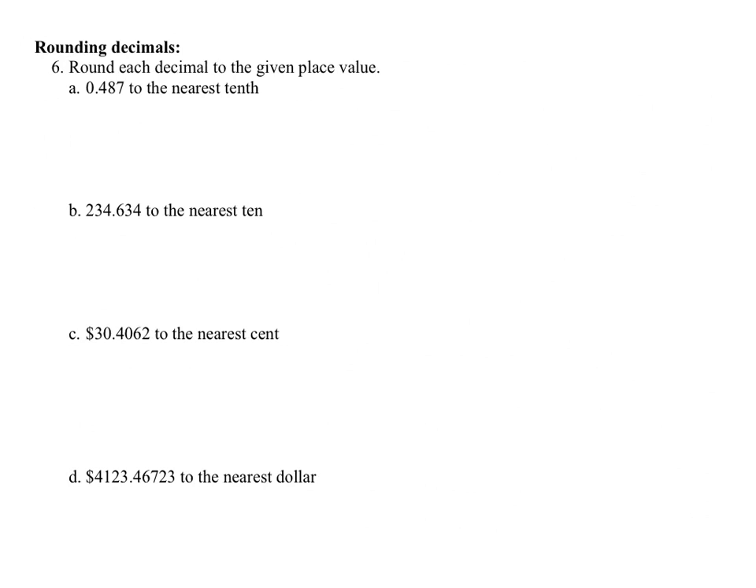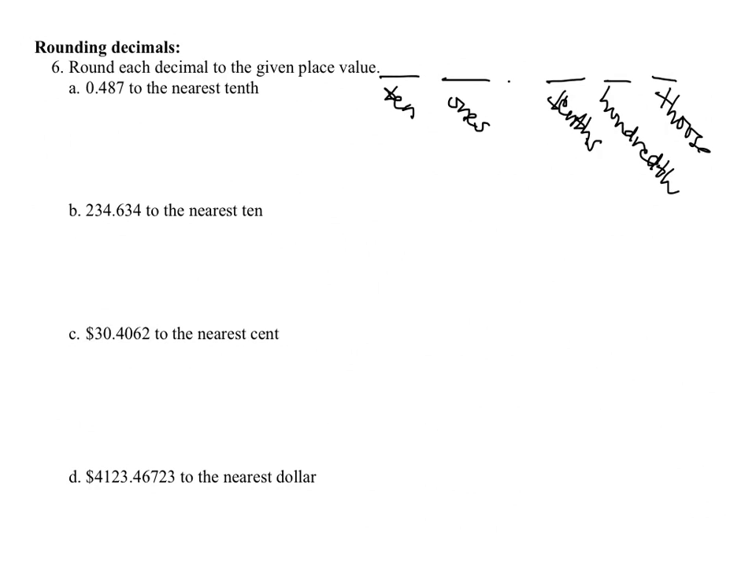Now comes the part for rounding. So when we round, we want to make sure that we know our place values. And here we have tens, ones, tenths, hundredths, and thousandths. Good? All right, so we have all those, so we're prepared.